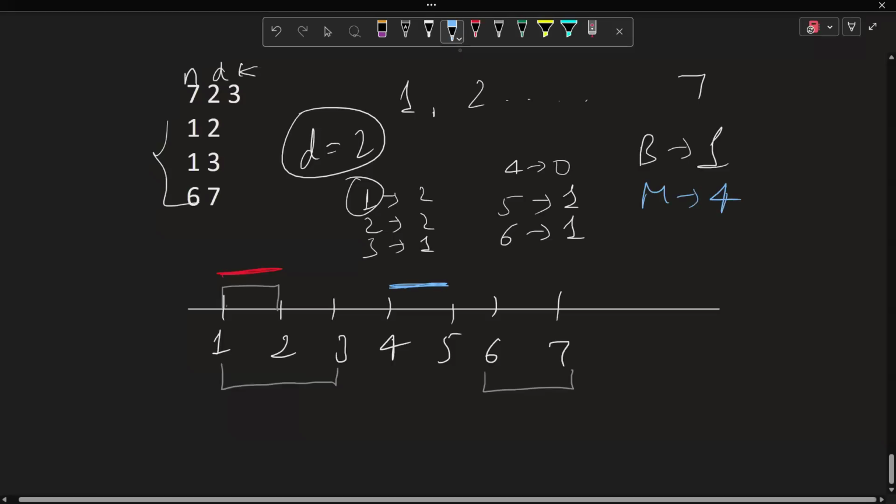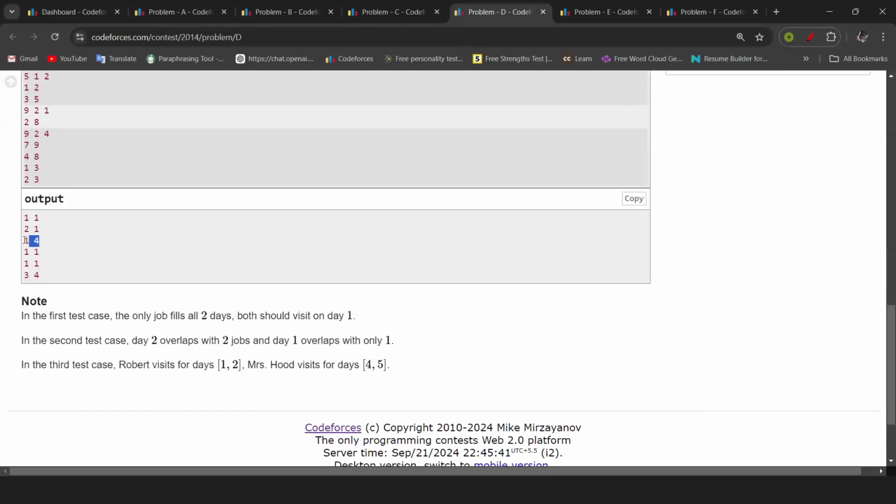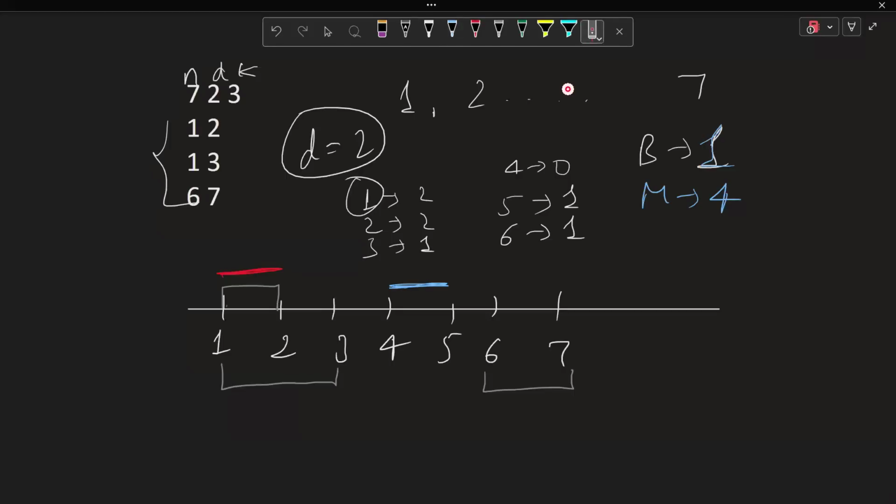So my final answer is going to be 1, 4. I think you can look, this was the third test case and my answer was 1 4. Okay, I hope the problem is clear, what we need to do.